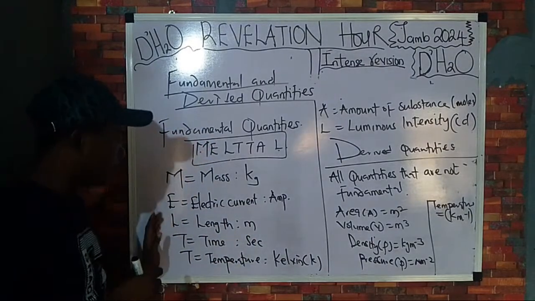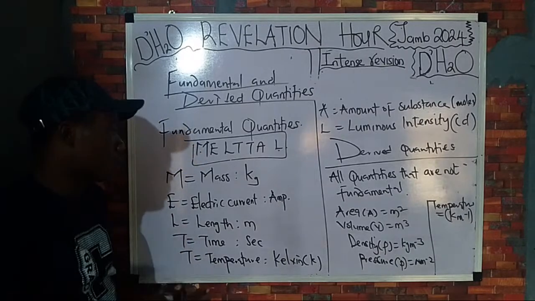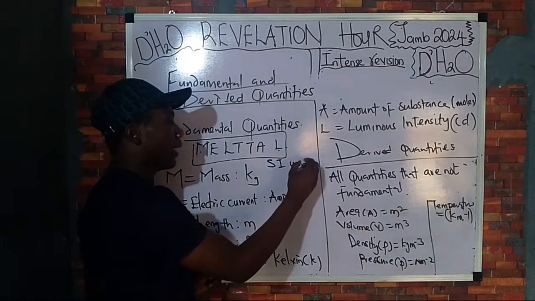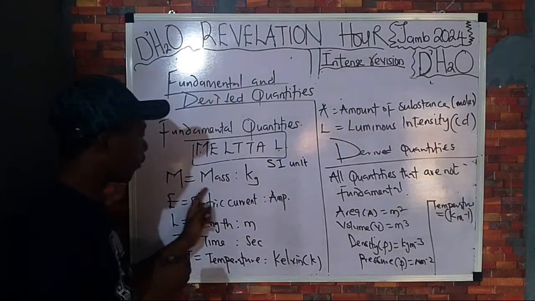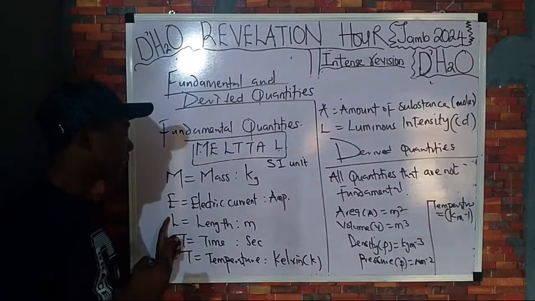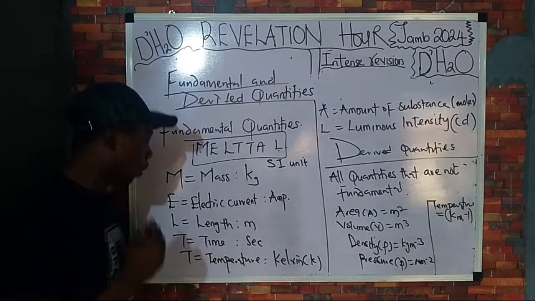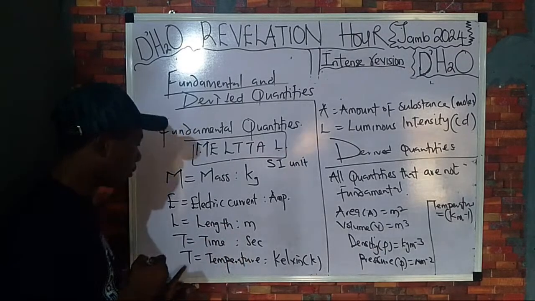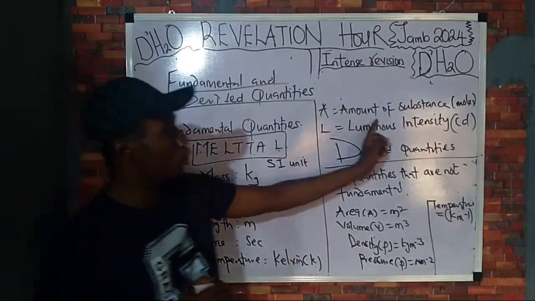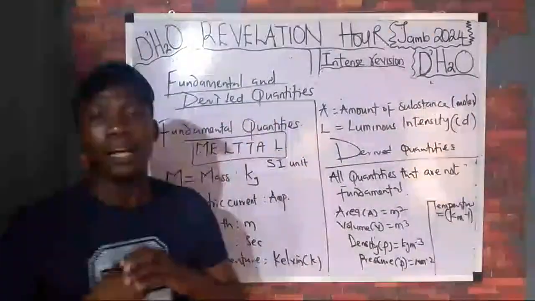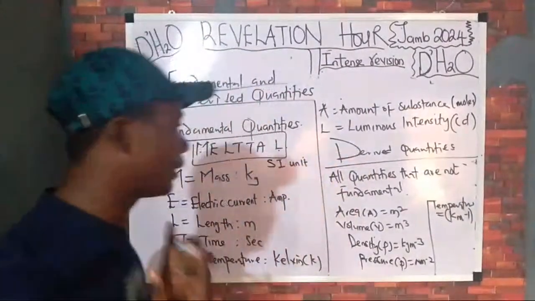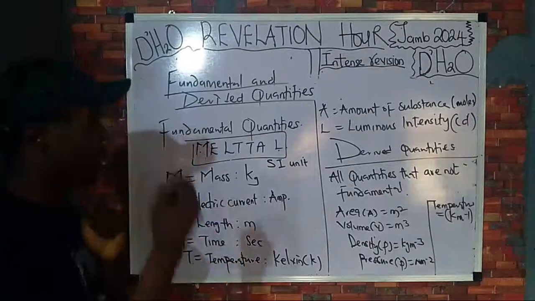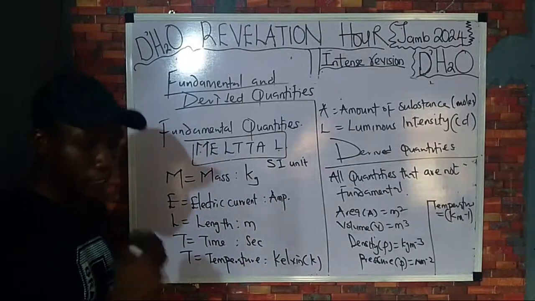Now, the units given to you here for the fundamental quantities are the SI units. That means System International units. So what is the SI unit for mass? Kilogram. For electric current? Ampere. For length? Meter. For time? Seconds. For temperature? Kelvin. For amount of substance? Moles. For luminous intensity? Candela. So every other quantity that is not fundamental is known as what? Derived. Take note of that.